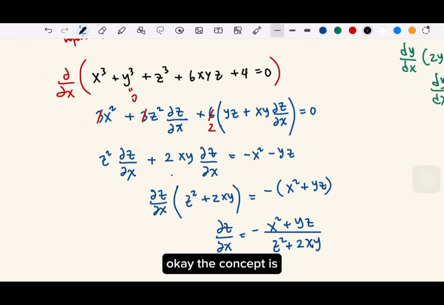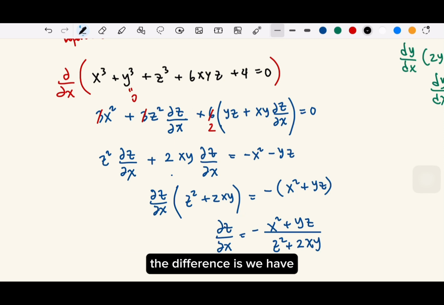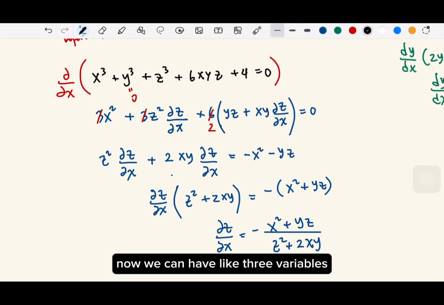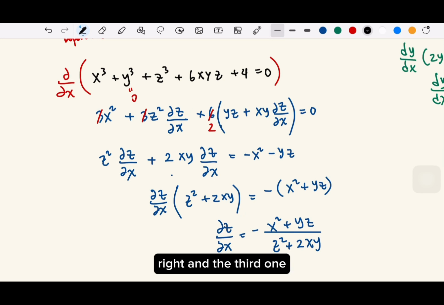Okay, the concept is pretty similar to what we have in calculus 1. The difference is that now we can have 3 variables. One is our variable as usual. The other one is the one that we implicitly differentiate. And the third one becomes a constant. So let's try for partial x. We partially differentiated with respect to x.